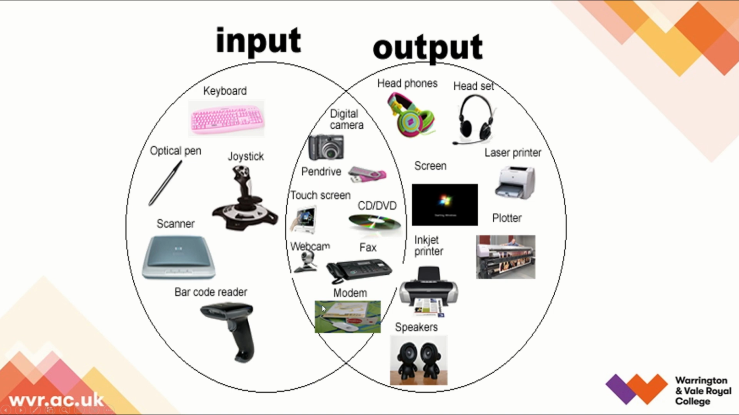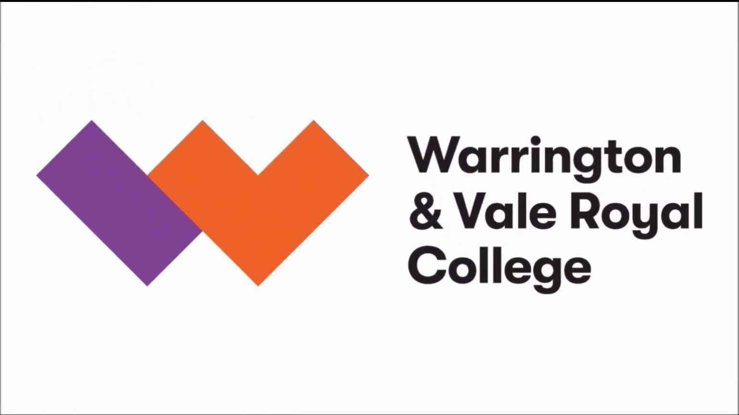And of course, there are some devices which can both input as well as output. So, for example, a pen drive or a flash drive, you can write to it as well as read from it. Likewise with a CD. Webcams and digital cameras can also be written to as well as read from. But those are examples of input and output devices.